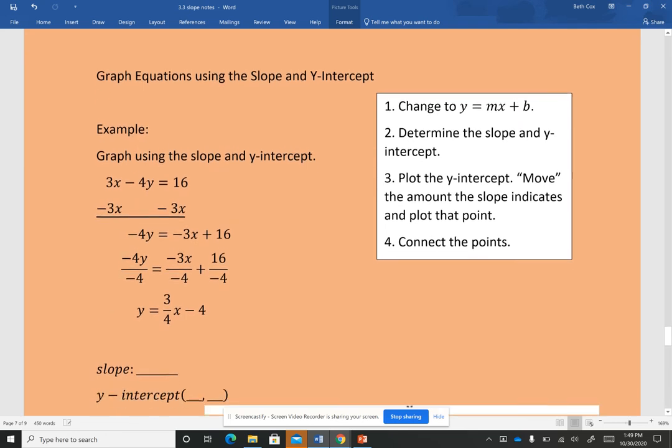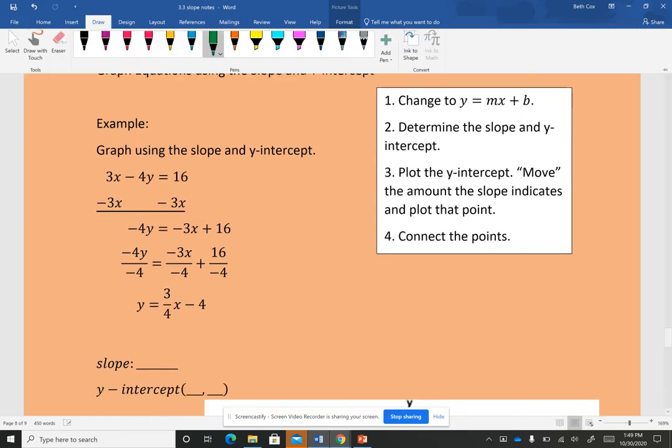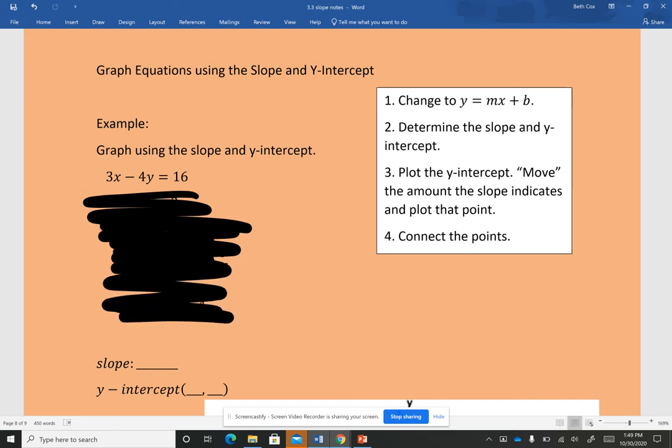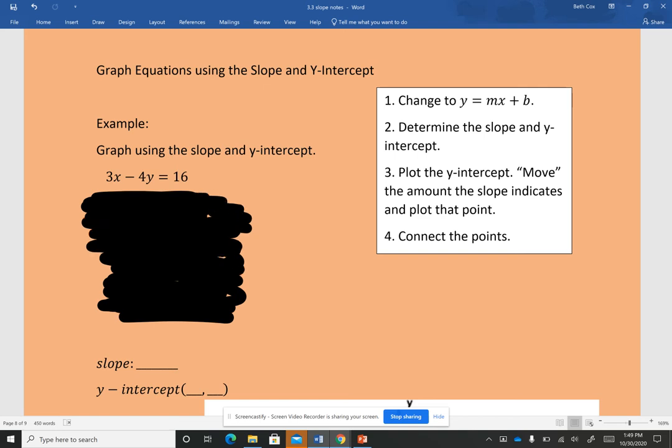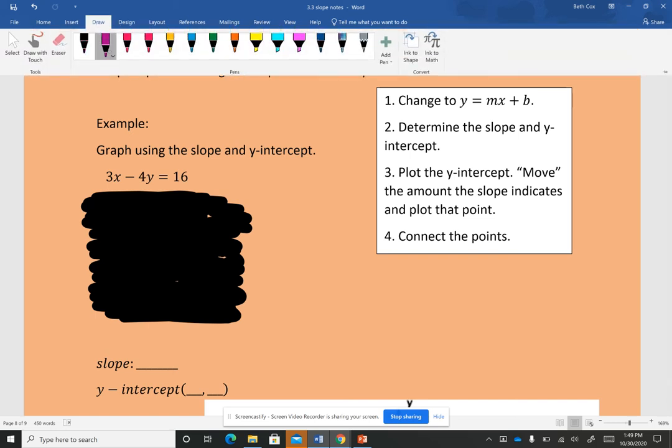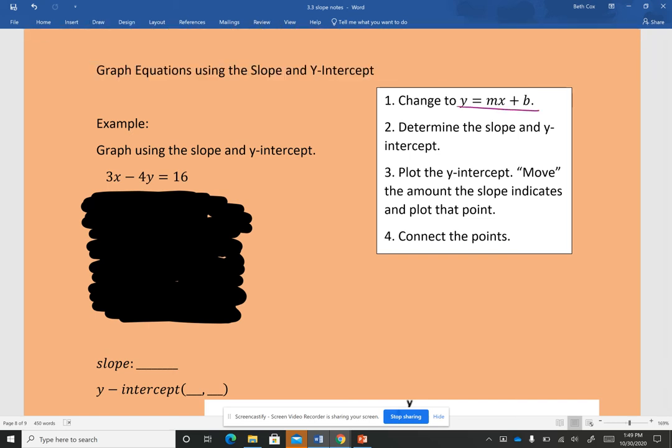Okay, so here's another example. We'll do that blackout again thing. Okay. Let's see if we do it again. Okay. All right. So now we want to change it so that it says y equals.